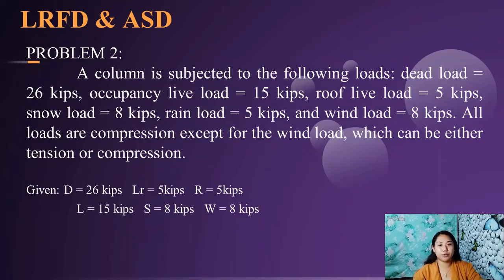Problem number 2. A column is subjected to the following load. Dead load is equal to 26 kilopascal, occupancy live load 15 kilopascal, roof live load 5 kilopascal, snow load 8 kilopascal, rain load 5 kilopascal, and wind load 8 kilopascal. All loads are compression except for the wind load, which can be either tension or compression. So we have our given.